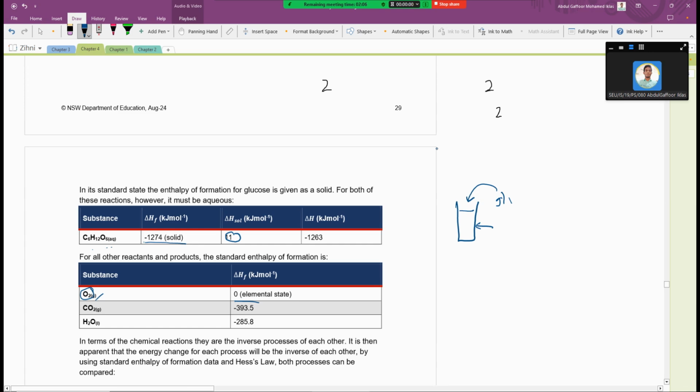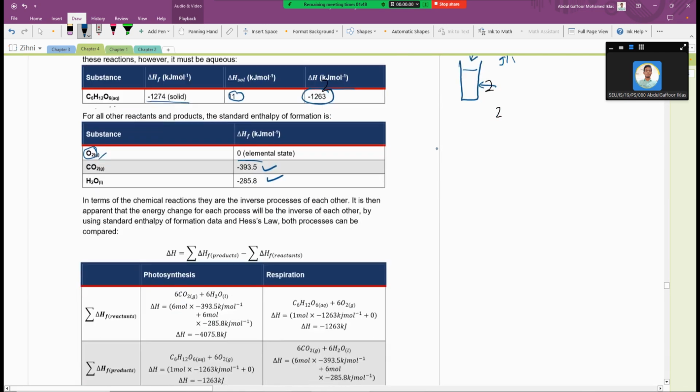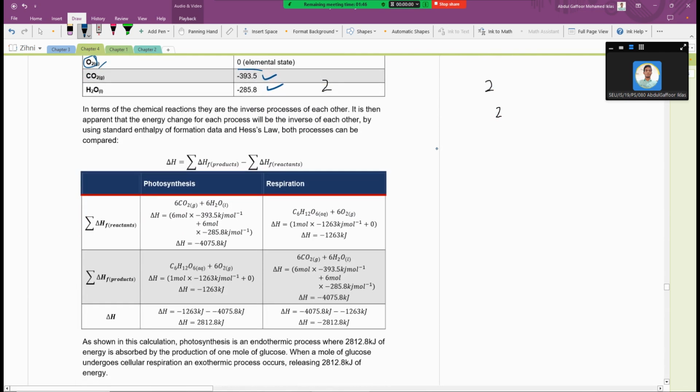Now for the formation, definitely formation enthalpy is for an exothermic reaction, but this is an endothermic reaction. So the net reaction enthalpy will be this, right? And formation of carbon dioxide is given, for H2O also given. So now we have to find out the enthalpy of photosynthesis and respiration. We just use this equation, right?